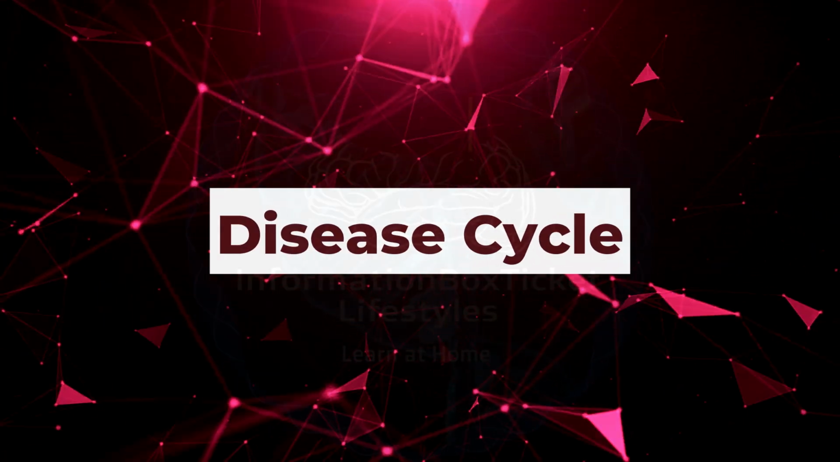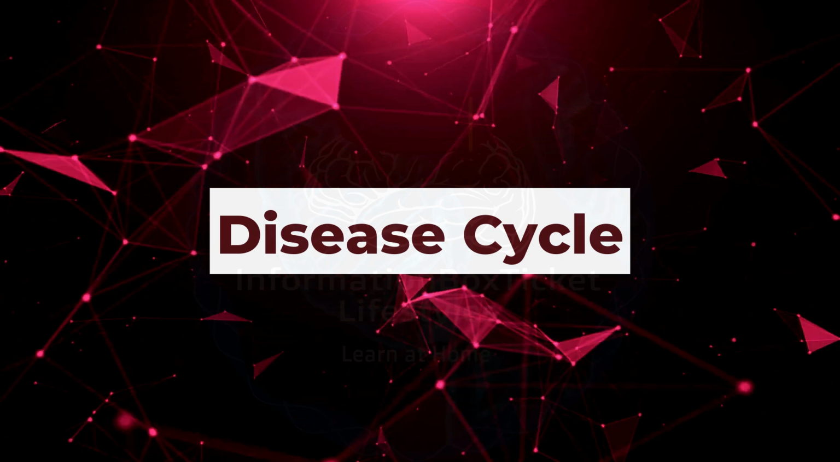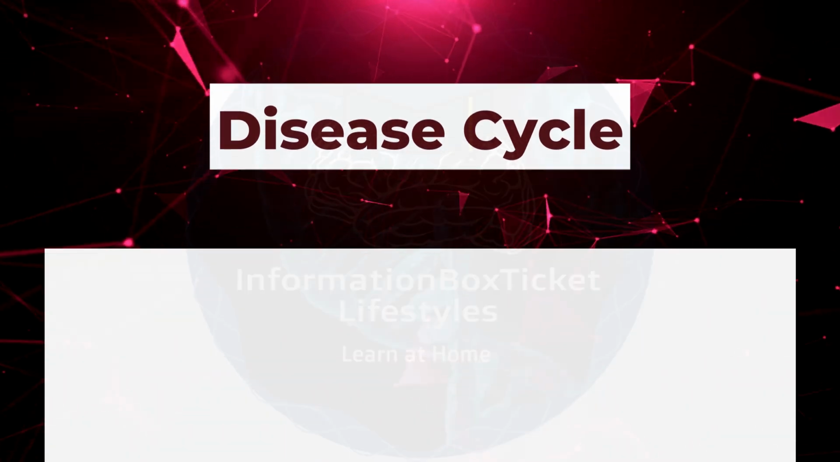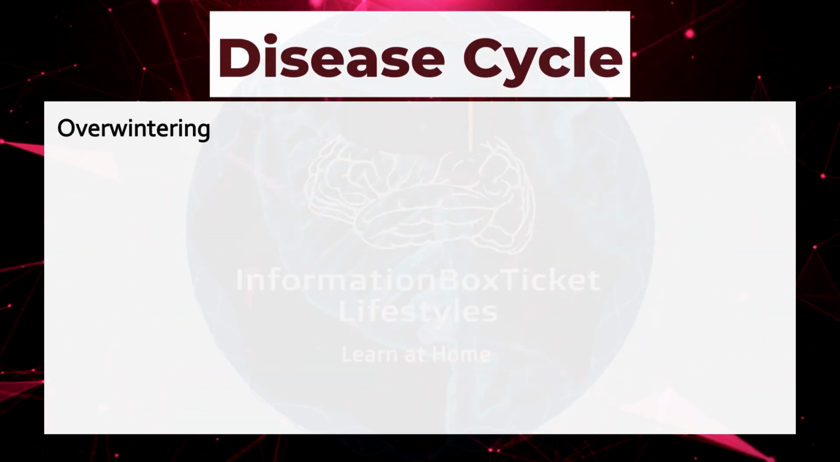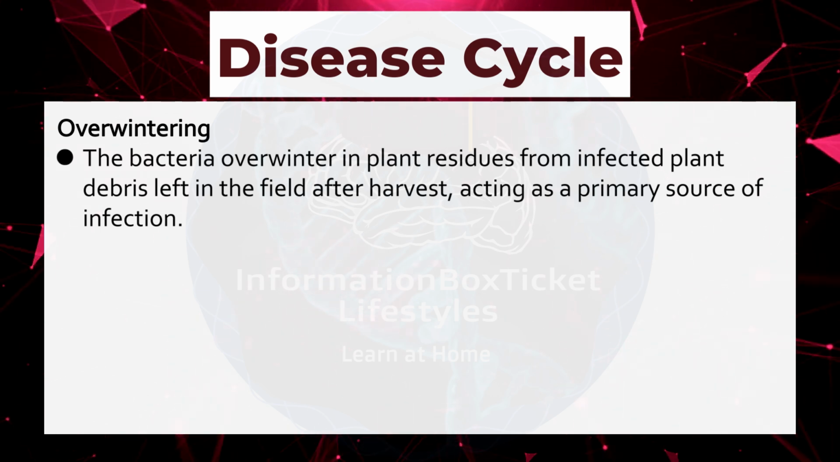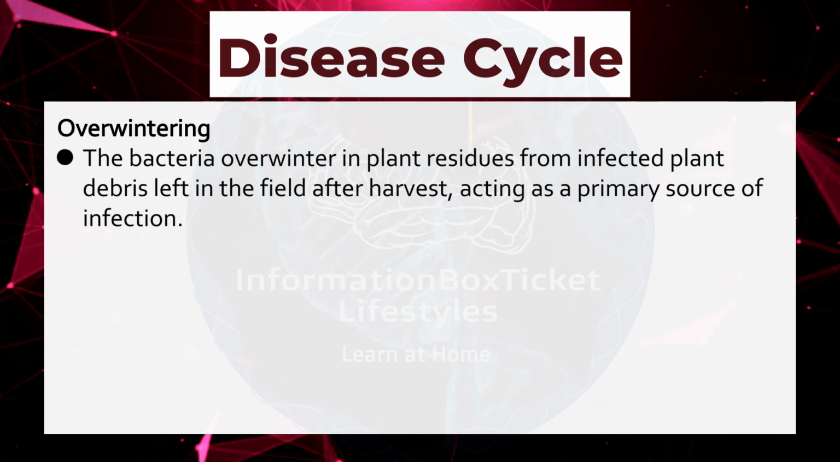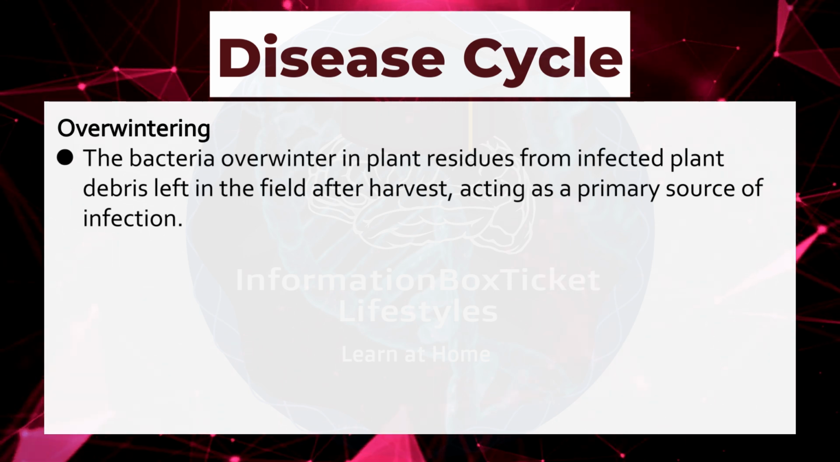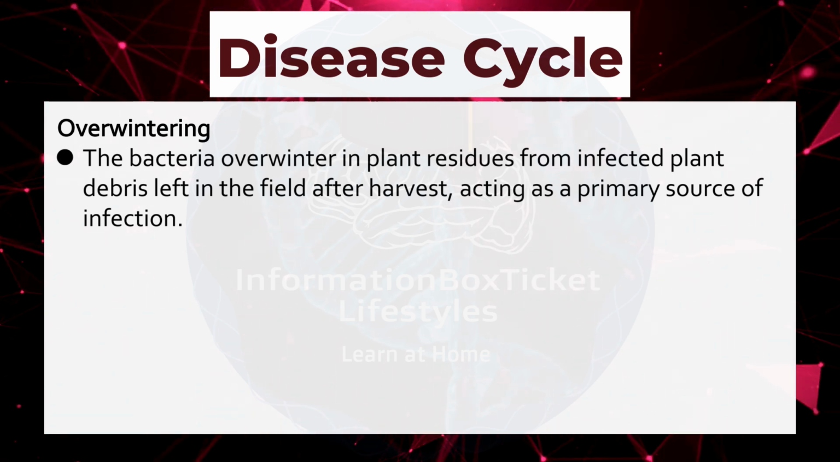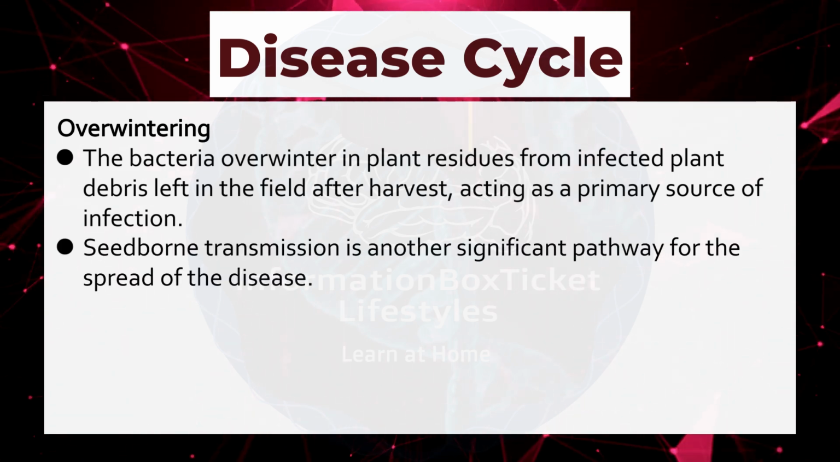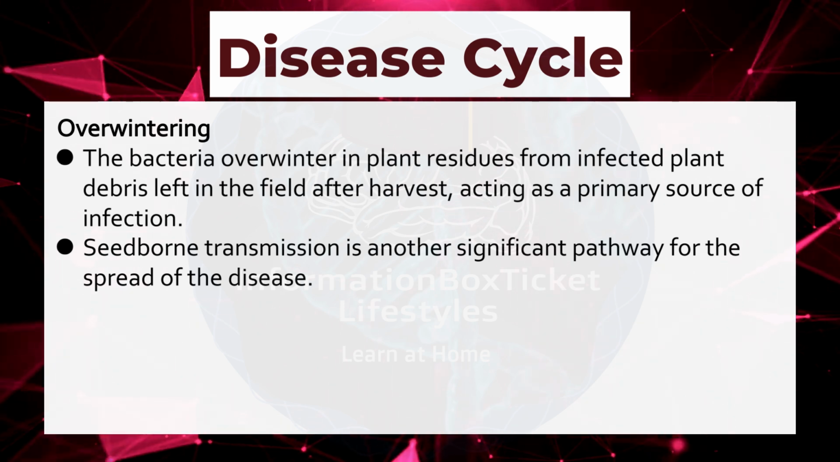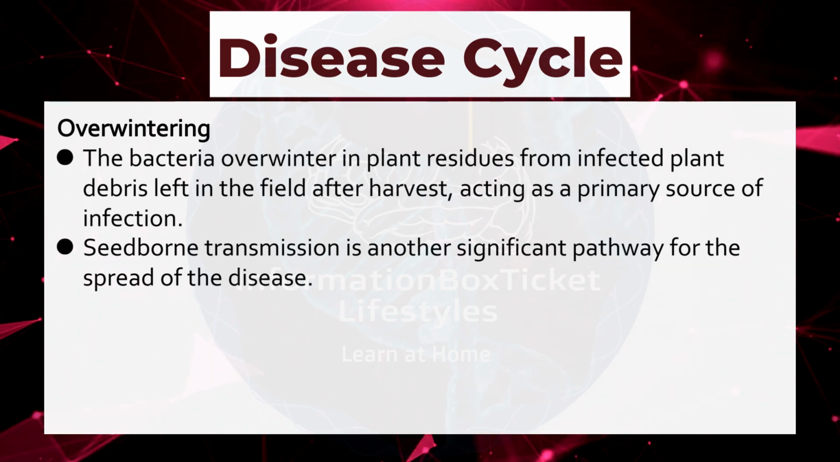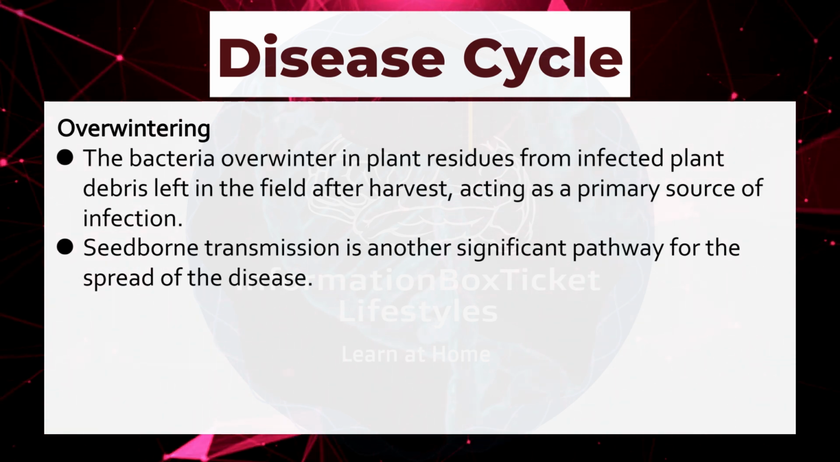Disease cycle of bacterial spot of tomato and peppers. Overwintering. The bacteria overwinter in plant residues from infected plant debris left in the field after harvest, acting as a primary source of infection. Seed-borne transmission is another significant pathway for the spread of the disease.